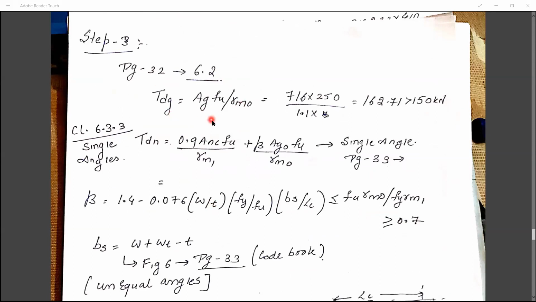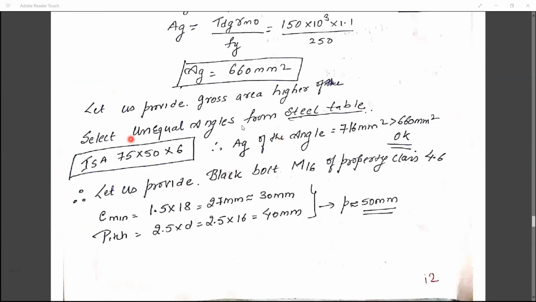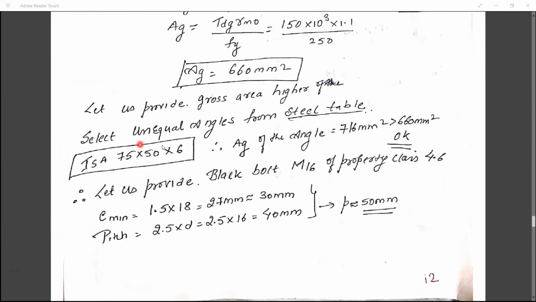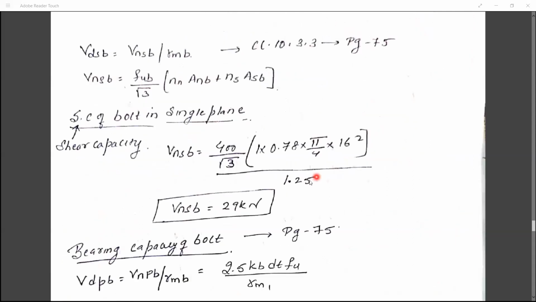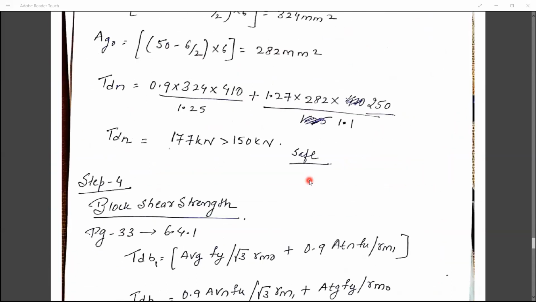What is our Ag now from the new steel table? 716 mm square into 250 divided by gamma m0. How 716? See here, what was our gross area when we got 660? But from the steel table, we have selected this section, so that is why it is 716 mm square. So now we need to take Tdg as Ag into fy by gamma m0, that is nothing but 716 mm square.